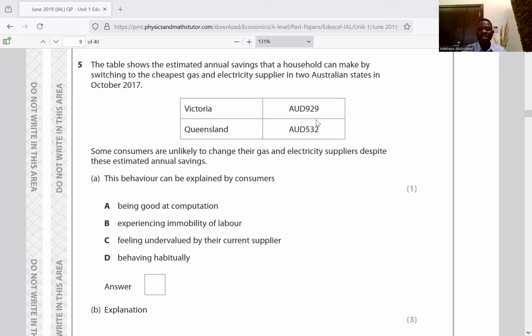The table shows the estimated annual saving, we read it already. So first, what is saving? Saving is the amount of money that you did not spend. So you did not consume, that means you didn't spend it. That is why we call it saving.